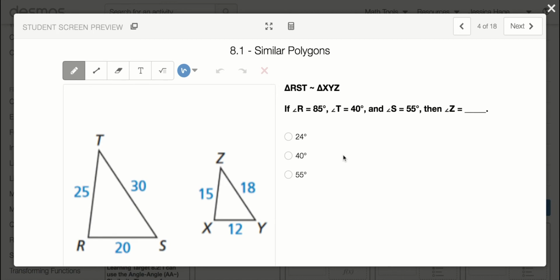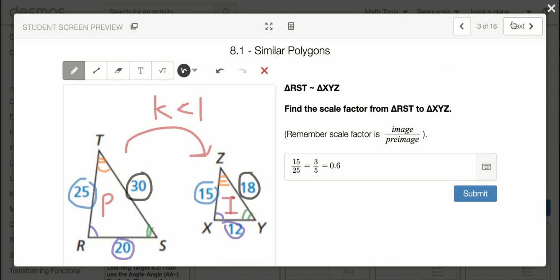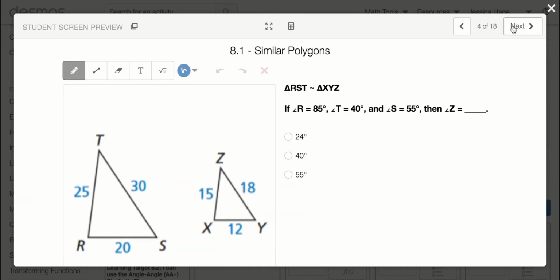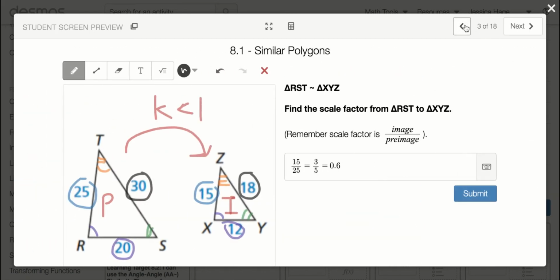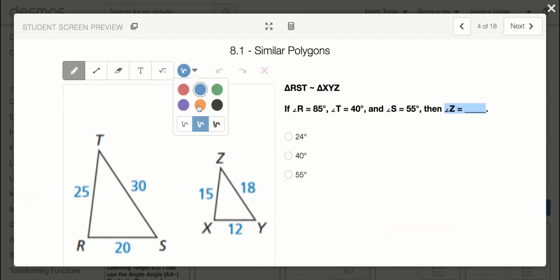Slide 4. Now we're looking at angles. If you notice, when we match up the angles, we put congruent marks there. Angles are congruent when we have similar triangles. If angle R is 85 degrees, angle T is 40 degrees, and S is 55 degrees, then angle Z would be what? And we need to match that up based on the last question. So T goes with Z, and that was in orange. I think we had 3 loops on that one.